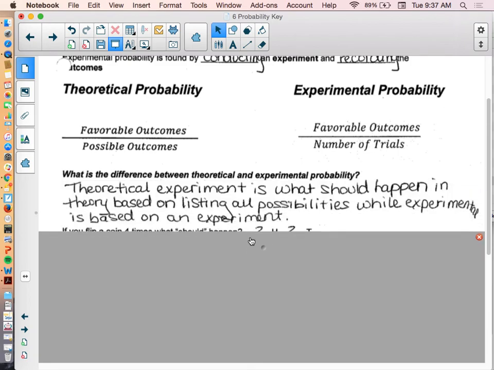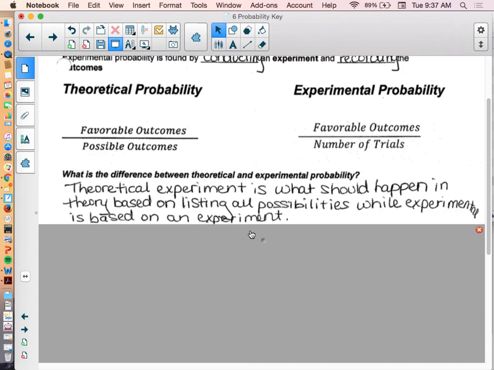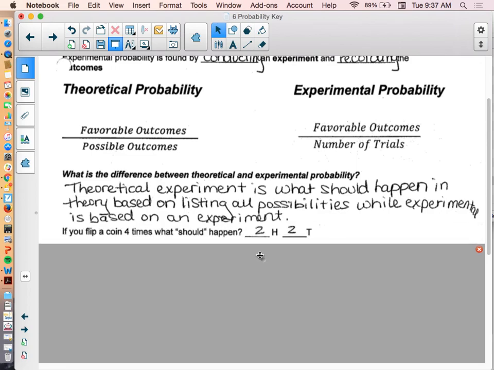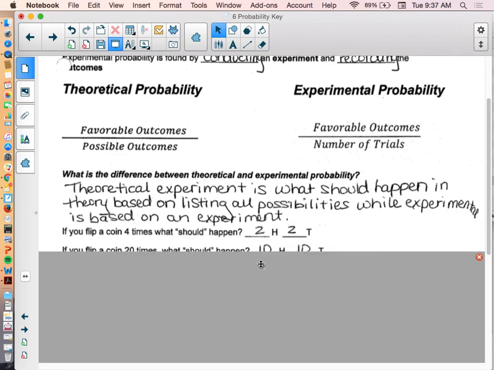All right, now check your work. Theoretical is what should happen in theory based on listing all the possibilities, while experimental is based on an experiment. So you have to do an actual experiment. All right, so if you flip a coin 4 times, it should be 2 and 2.